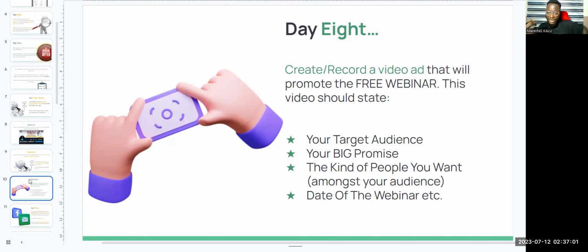Now, in that video ad, you should state who your target audience are. More like, okay, if you are a Facebook ad expert, if you are this, if you are that, then I want to show you how you can do such and such. Now, in that video, this is what she states. Make sure that you state your target audience in the video ad. Make sure you state your big promise. Make sure you state the kind of people you want amongst your audience.